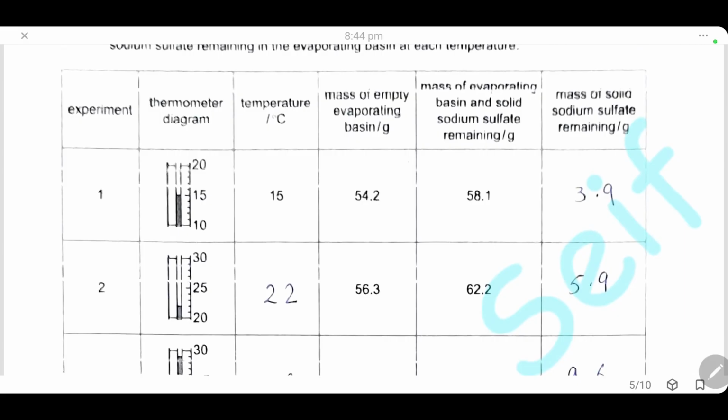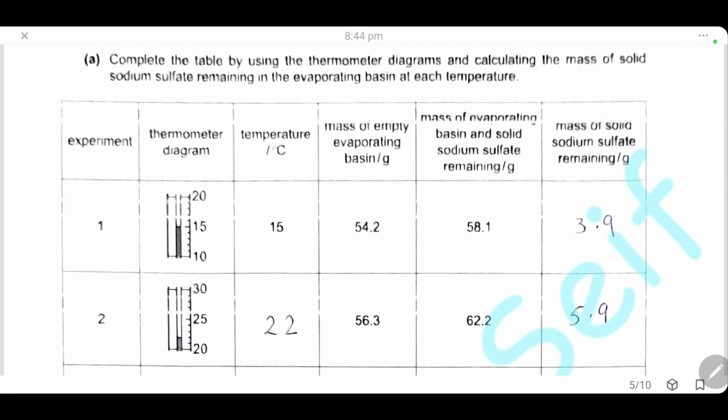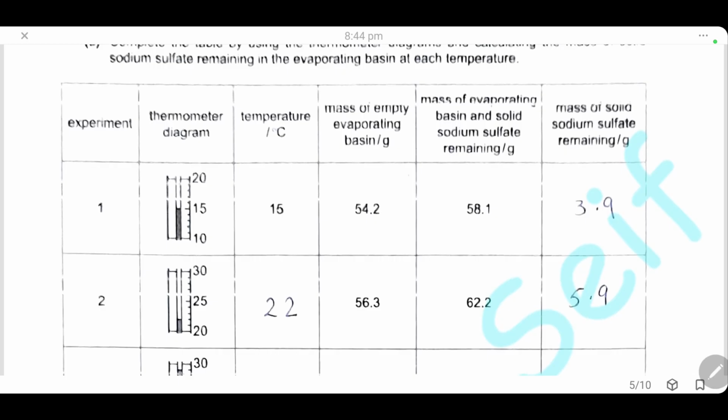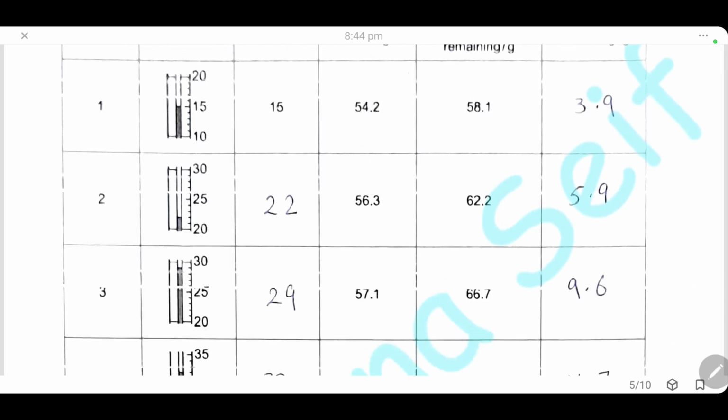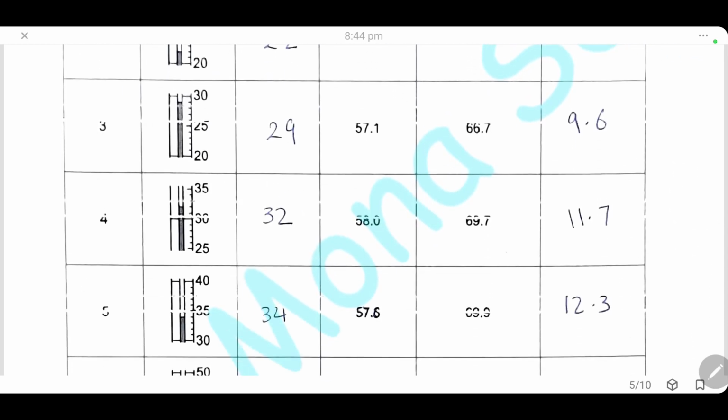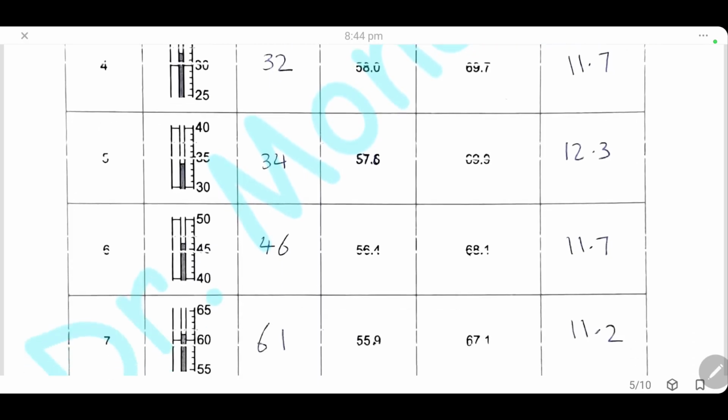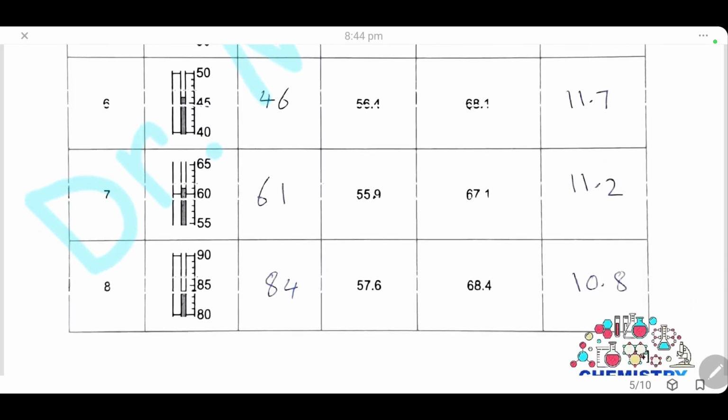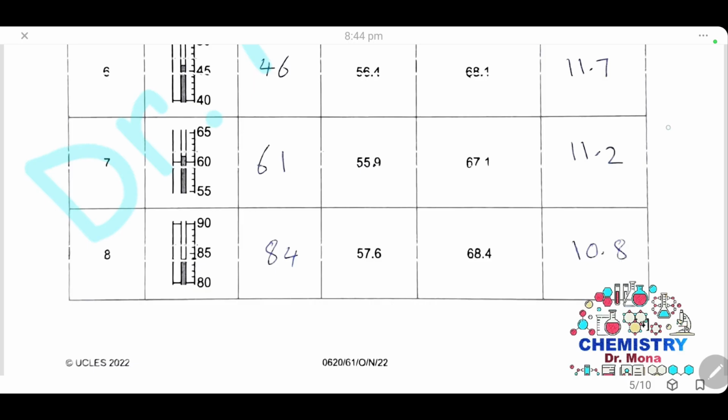Then here we have the mass of the empty evaporating basin and the mass of the basin plus sodium sulfate. So we will subtract the second one minus the mass of the empty basin to get the mass of the sodium sulfate remaining. Continue subtracting to obtain the mass of sodium sulfate: 3.9, 5.9, 9.6, 11.7, 12.3, 11.7, 11.2, and finally 10.8.